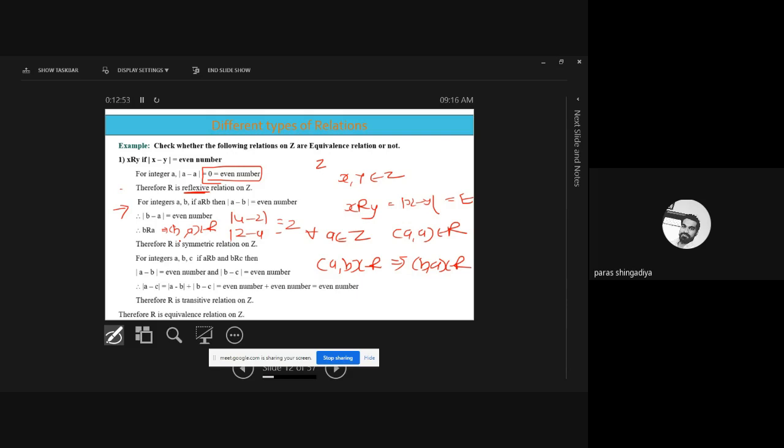So that is symmetric. And now for transitive, we'll check that if (a, b) and (b, c) are in R, then (a, c) should also be part of R. That is a transitive relation. So consider (a, b) and (b, c), that is given in R. Now think about (a, c). For integers a, b, c, if a R b and b R c, means |a minus b| is an even number and |b minus c| is an even number. That is the line that we have.